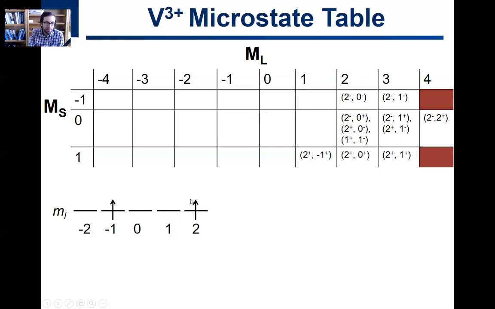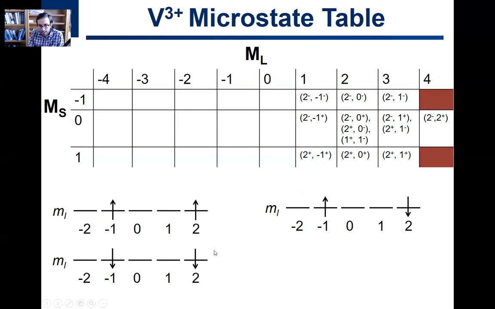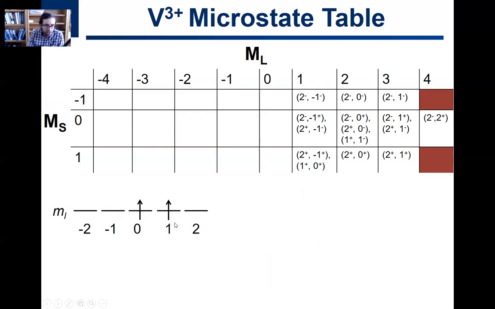And then spin up, 1/2 plus 1/2, M sub S equals 1. Same subshell, spin down, M sub L still going to be equal to 1. But now M sub S is negative 1 because it equals negative 1/2 plus negative 1/2. Spin up and spin down, same M sub L equals 1. M sub S is going to be 0 because they're opposite spins. And then we can do it the reverse way, spin down, spin up, same M sub L's and M sub S's.